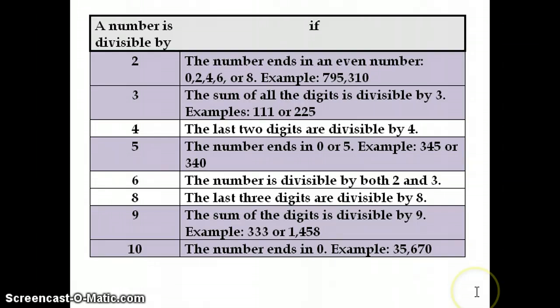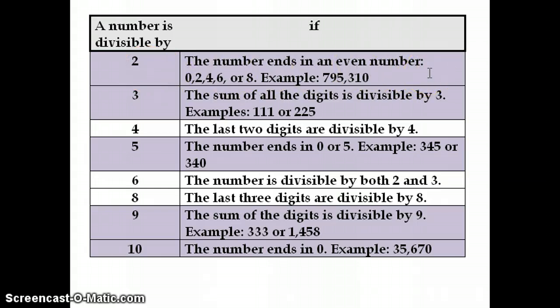We have some tests that we can use to test if a number is divisible by common numbers such as 2, 3, 5, 9, or 10. Those are the ones highlighted in purple here, and those are the ones that we're going to focus on because they're the most useful tests. So first we'll look at the rule for divisibility by 2.